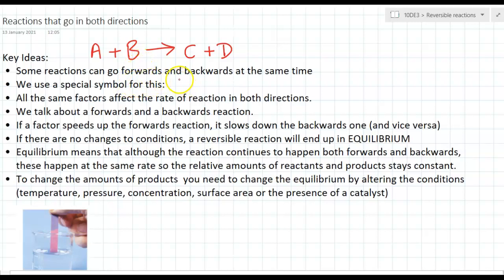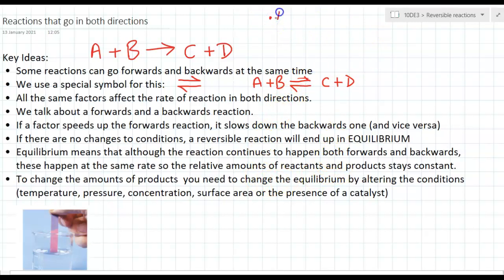And we use a special symbol for that, which looks like this. So if I was rewriting my equation up here as a reversible reaction, I might write A reacts with B reversibly to make C and D, and at the same time C and D react and go back to being A and B. So this reaction is going forwards to the right and backwards to the left at the same time.